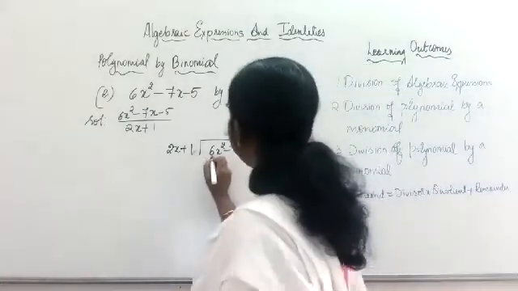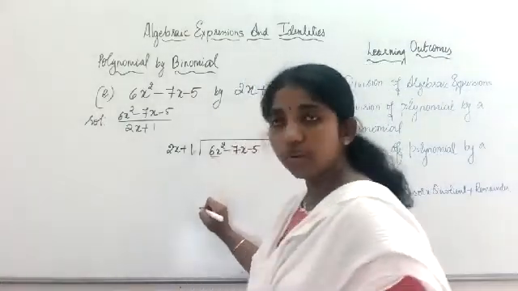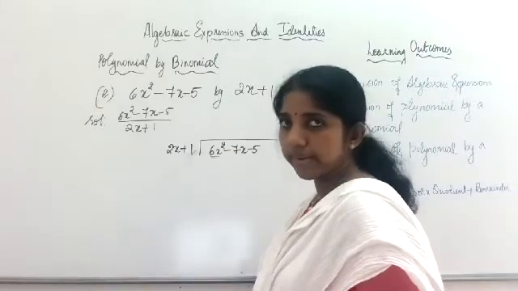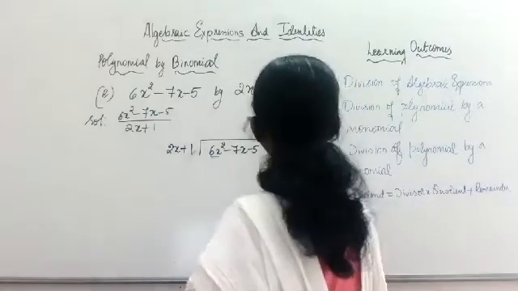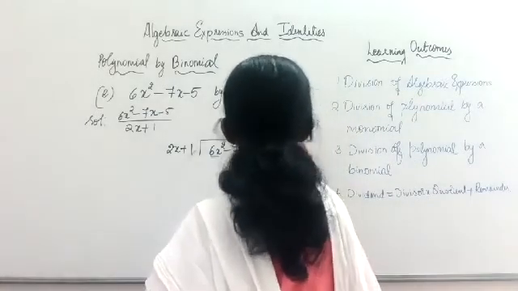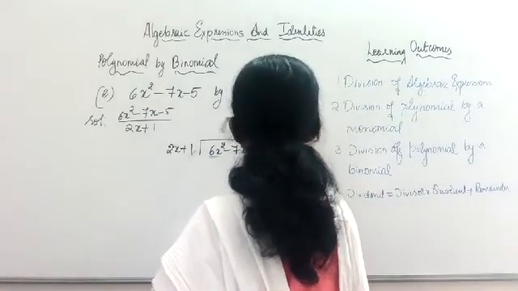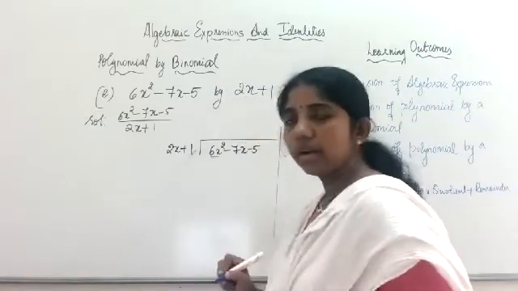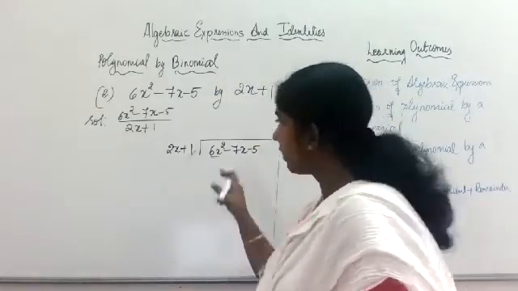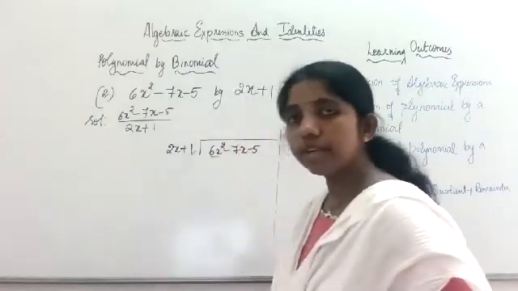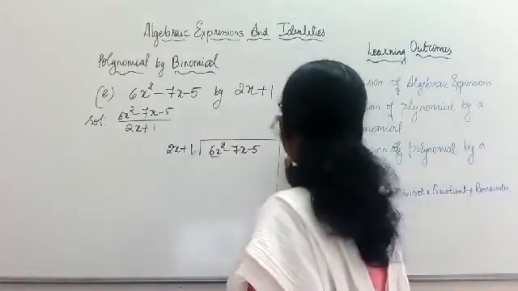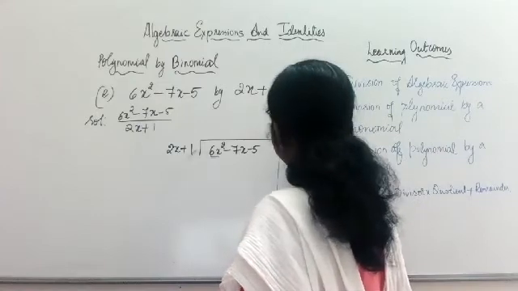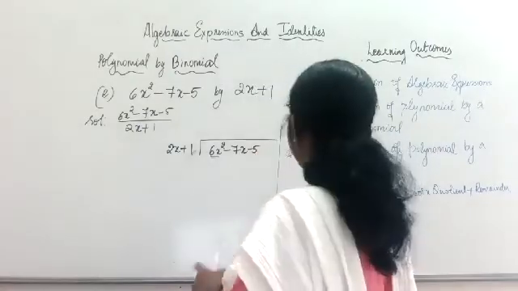you take the first term of the dividend. What is that? 6x squared. This is the rough calculation which I am doing. 6x squared is the first term of your dividend. Next, divide it by the first term of the divisor. Which is the first term of the divisor? 2x. So divide that. What is the answer you are going to get?